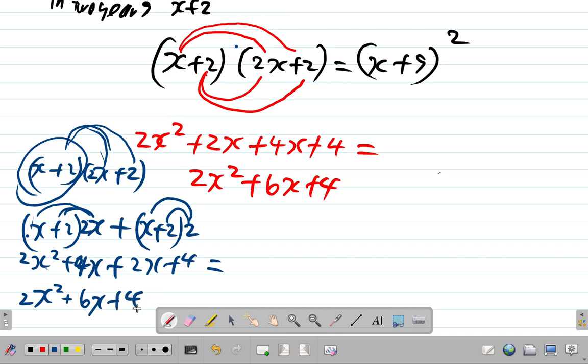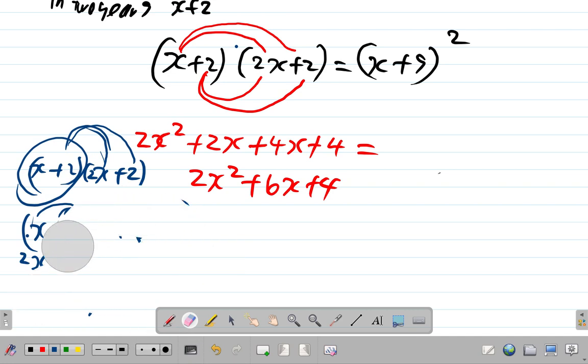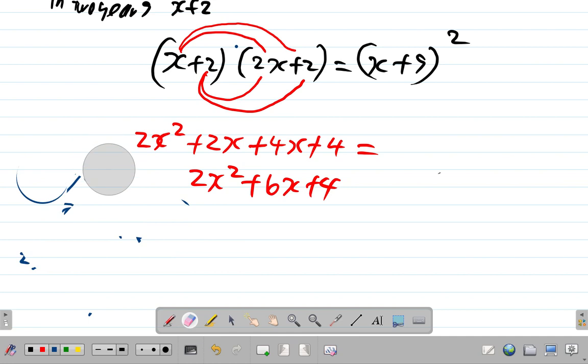So whether you multiply each term in one bracket by each term in the other bracket, or you multiply the whole of this bracket by one term here, and then the whole of this bracket by the next term, you end up in the same place. But anyway, I'll rub out one of them and work with the other one. So what you have is 2x squared plus 6x plus 4.